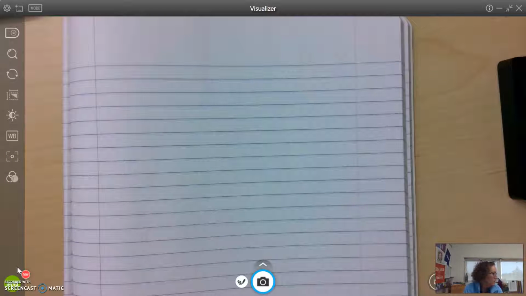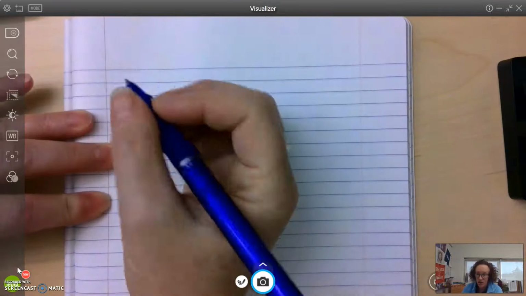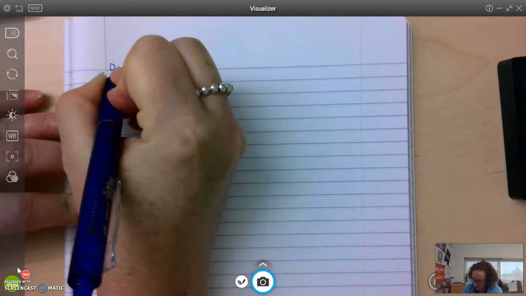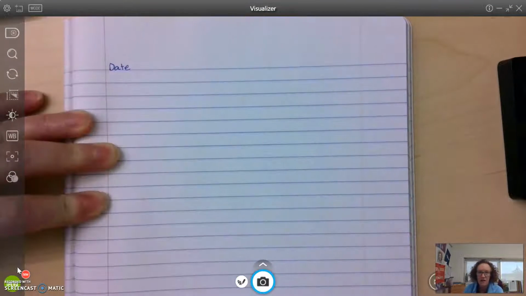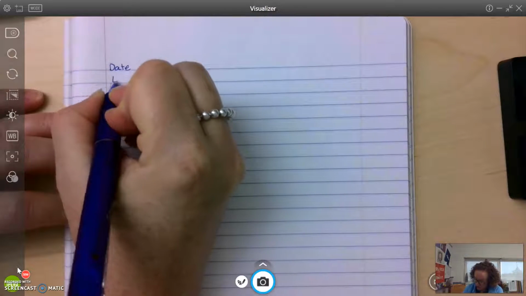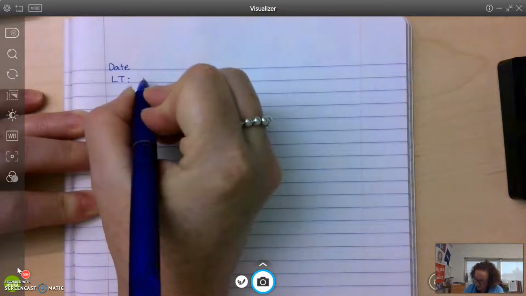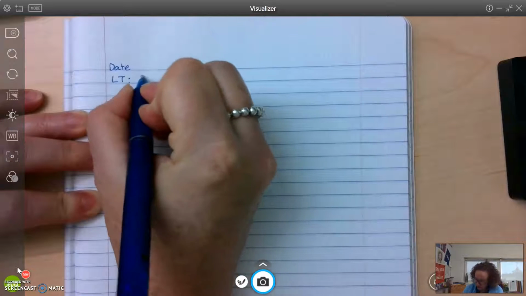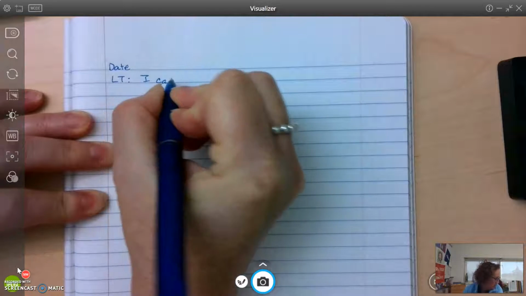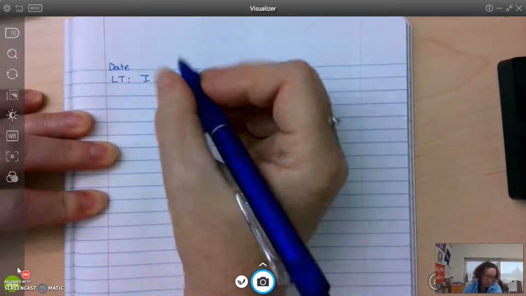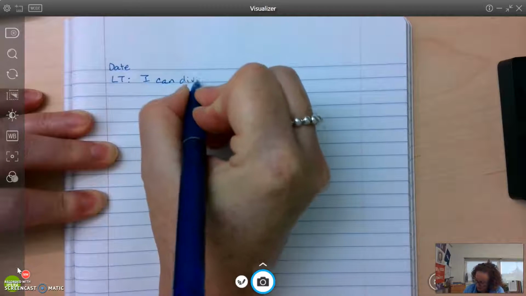So if you would turn to the next blank page in your math notebook, we're going to start with today's date, which I'm just going to write the word date. You're going to actually fill in today's date. Then I'm going to put the learning target. I'm going to start with LT. You don't have to write LT, but that helps me know that that's what my learning target is. And our learning target today is that we want to be able to divide with decimals.